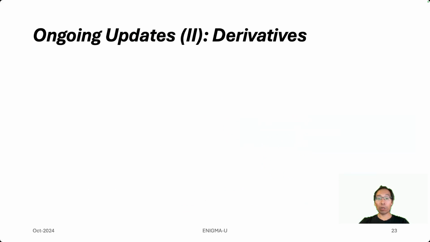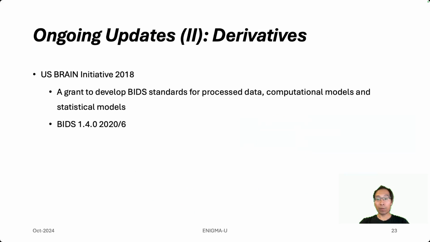Second, BIDS was originally developed to handle raw data. However, in terms of data curation and sharing, more and more researchers have started sharing preprocessed data or derivatives. This makes a lot of sense because for larger data sets such as ABCD, it is almost impossible for a single group to do all the data preprocessing, which takes a huge amount of time. Thus, sharing derivatives is reasonable.